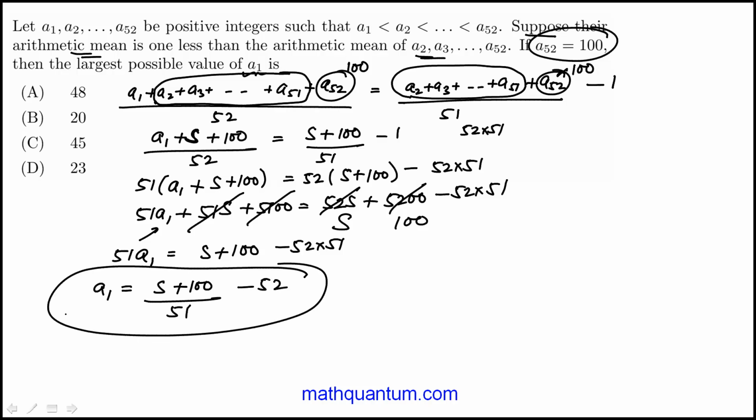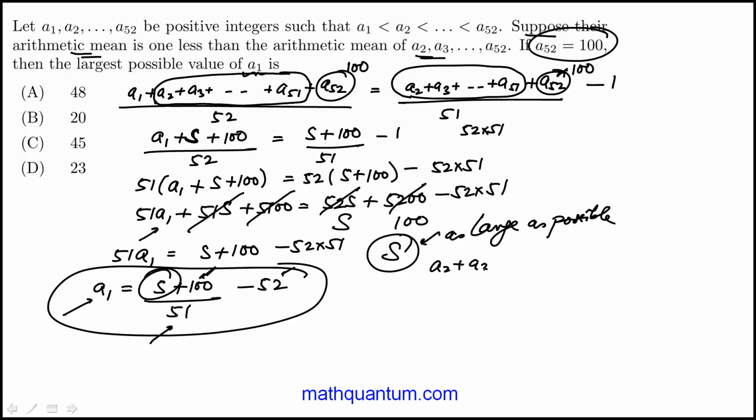Now you'll notice here, if I want to make a1 as large as possible, I need to make S as large as possible, because the others are just numbers. Right? Plus 100, these don't make a difference. The larger I make that S, and what is S? S is a2 plus a3 to a51. So this sum is what I need to make as large as possible. Note here, a52 is 100, and all of these other terms are less.